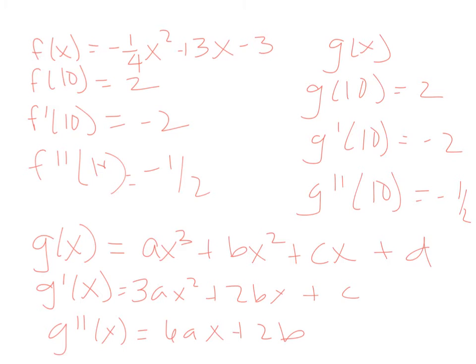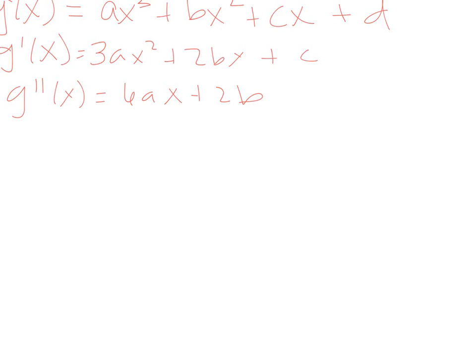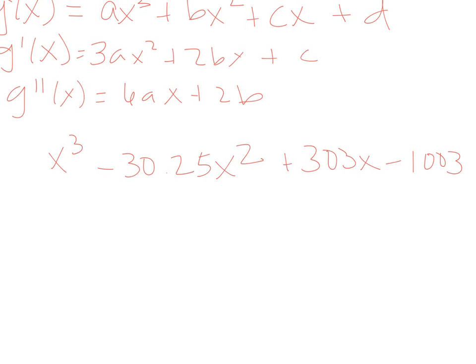And what I came up with, when all was said and done, let me see if I can shrink this down. I'm going to do it this way. What I came up with was this equation: x to the third minus 30.25 x to the second plus 303x minus 1003. I know, it looks ugly, right? I would have never guessed that in a million years. That's why I had to use algebra to figure it out rather than just guess.